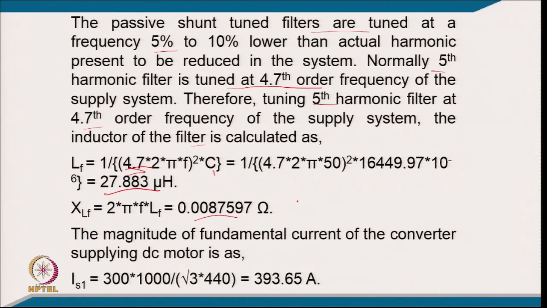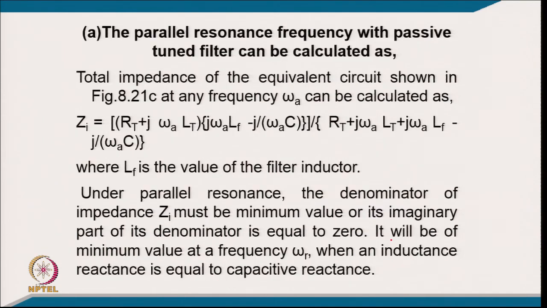and the reactance of this comes 0.0087597 ohm. Now the magnitude of the fundamental current of the converter supplying the DC motor, given 300 kVA, divided by the voltage, is the fundamental current 393.65 ampere, and the parallel resonance frequency with the passive tuned filter can be calculated.